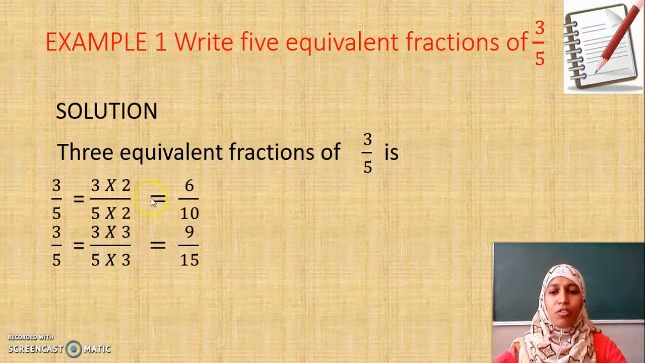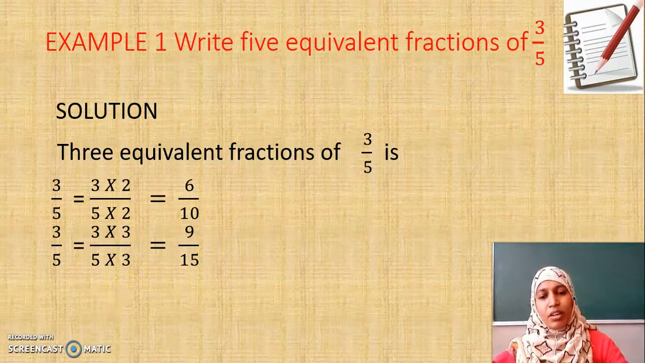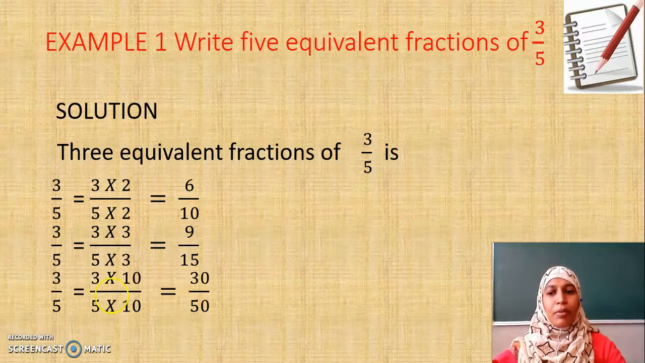Is it compulsory to follow an order, that next number I have to multiply by 4? No children, you can choose any number like 100, 200, any number. I have chosen to multiply by 10 in numerator and denominator. So I got 30 by 50.